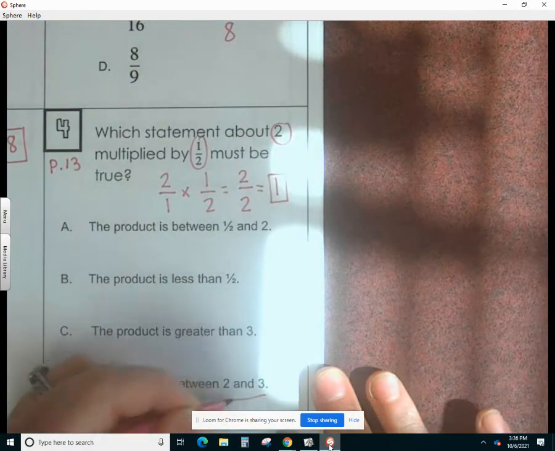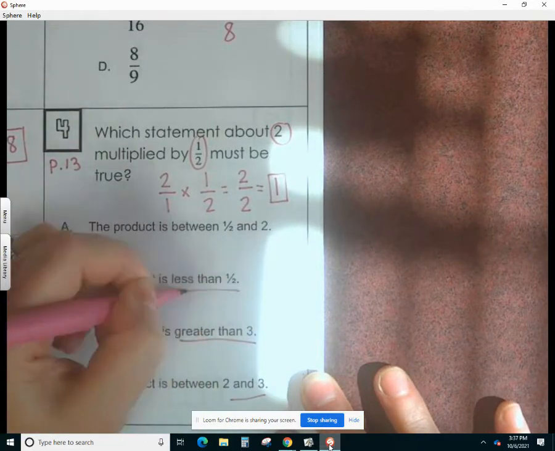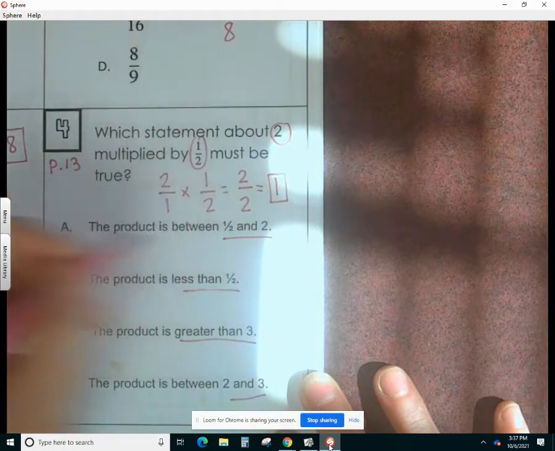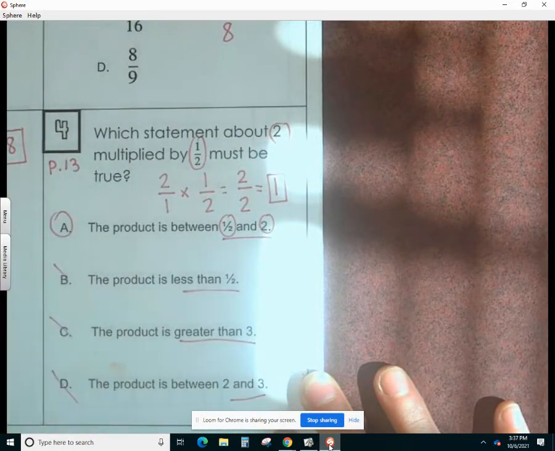1 whole is not in between 2 and 3. It's not greater than 3, and it's not less than 1/2. It is bigger than 1/2, but less than 2. So it's in between those two numbers.